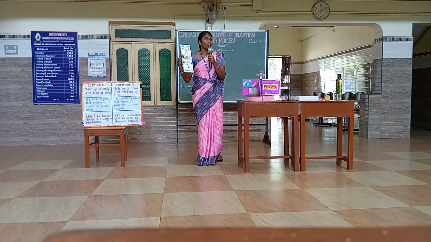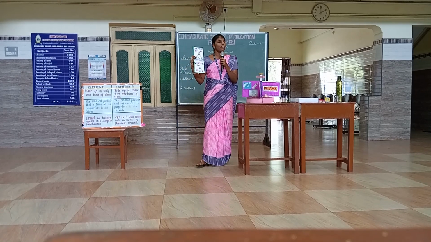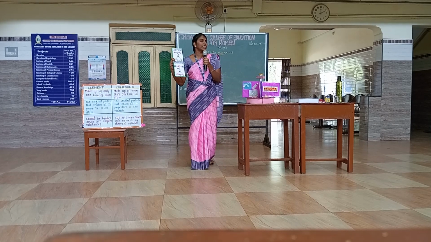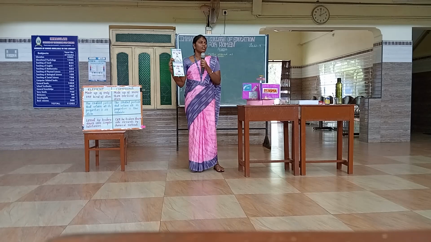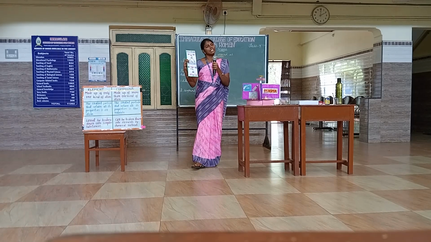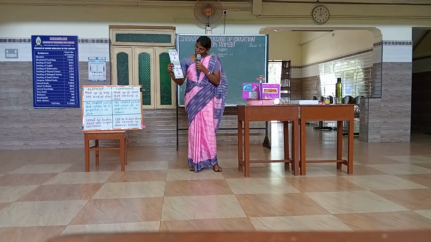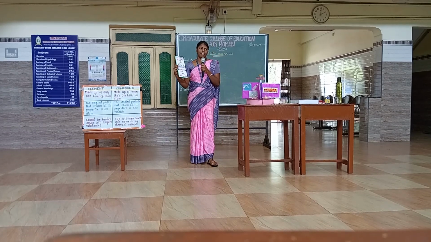So, this is an example for element and compound. Element, we have O2, which is nothing but oxygen. In O2, we have two oxygens. Then O3, which is nothing but ozone. In O3, we have three of the same kind of oxygen. Then compound. CO2. Carbon dioxide. Very good.